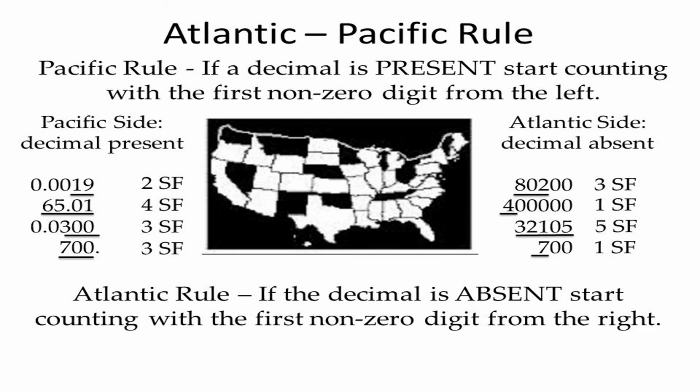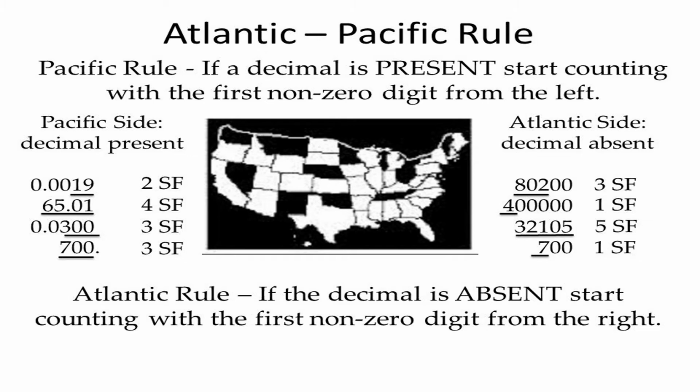80,200 only has 3 significant figures. Those trailing zeros don't count because there's no decimal involved. And then we have 400,000. This number only has 1 significant figure, the 4. 32,105 has 5 significant figures. The 0 here counts because it's sandwiched between 2 non-zero digits. 700, 1 significant figure, the 7.